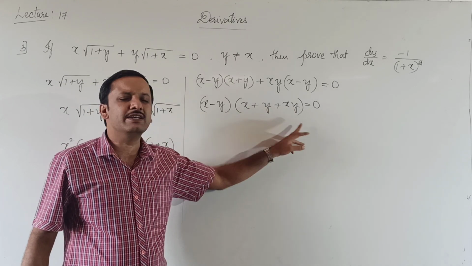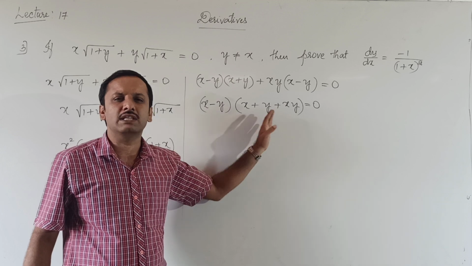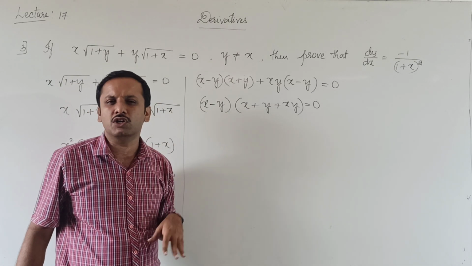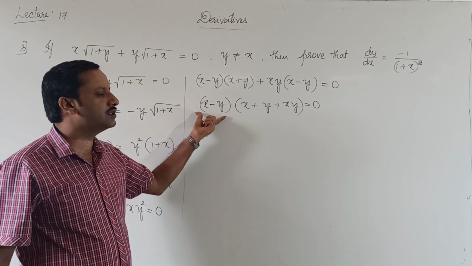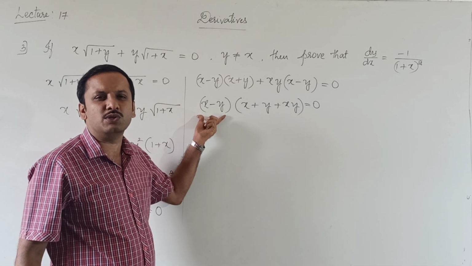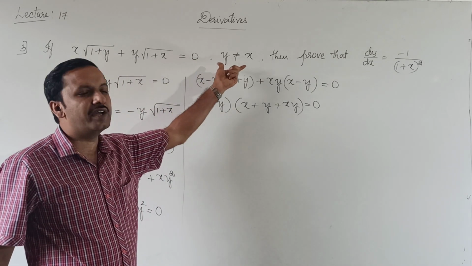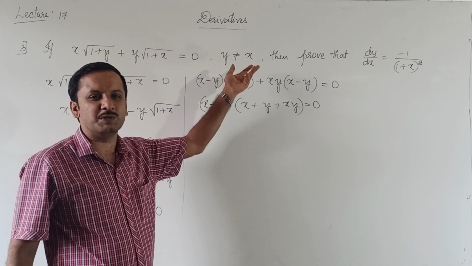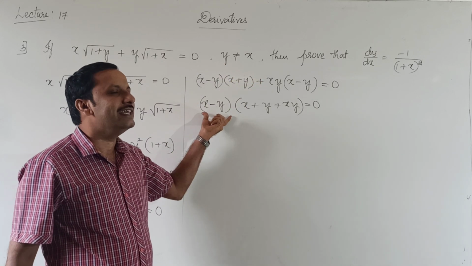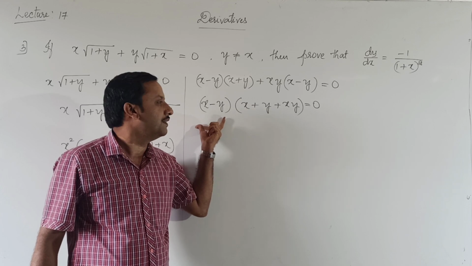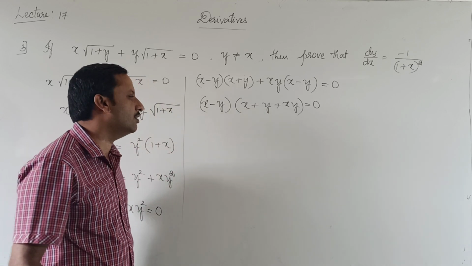When the product is 0, it means either this is 0 or this is 0. So at least one of these two must be equal to 0. But if x minus y is equal to 0, then we get x equal to y. But what have they given in the question? y not equal to x, of course, which means x not equal to y. So x minus y cannot be equal to 0. Therefore, this factor must be equal to 0.